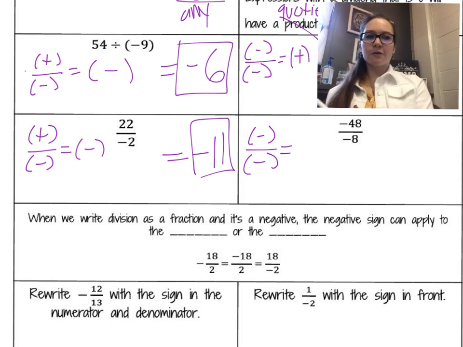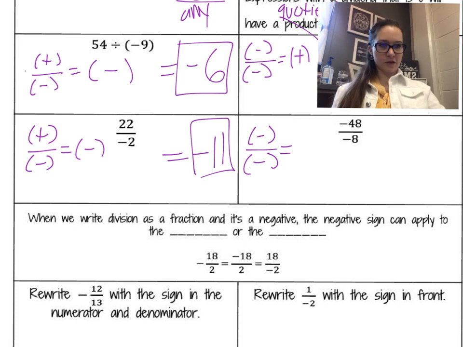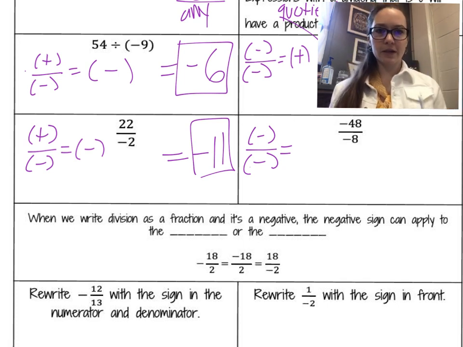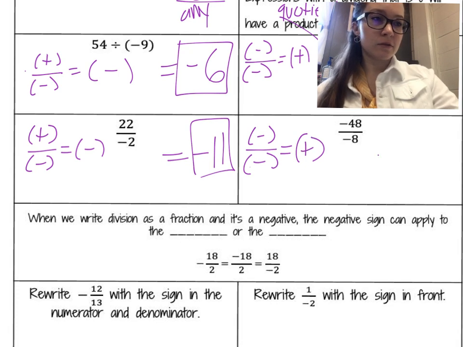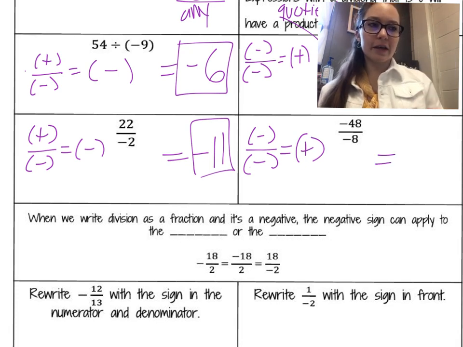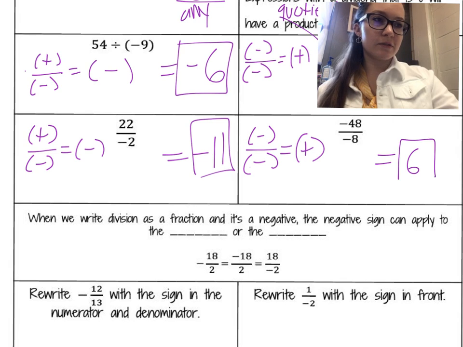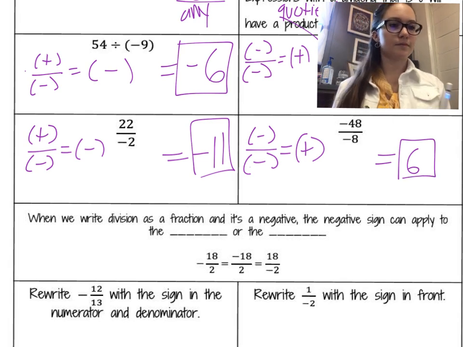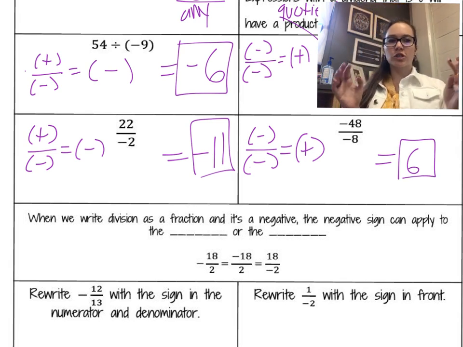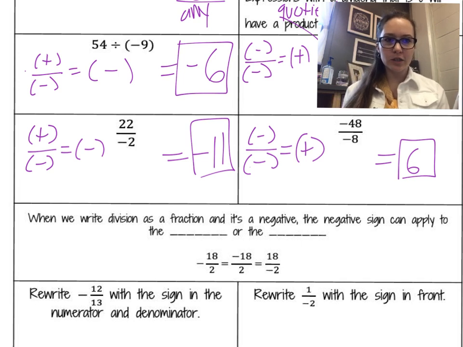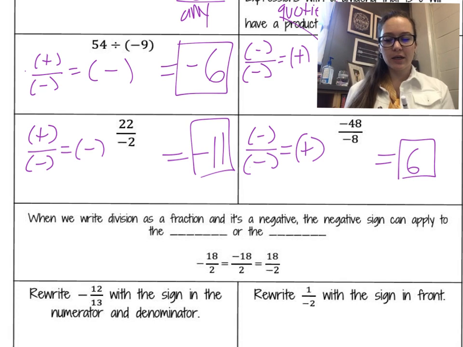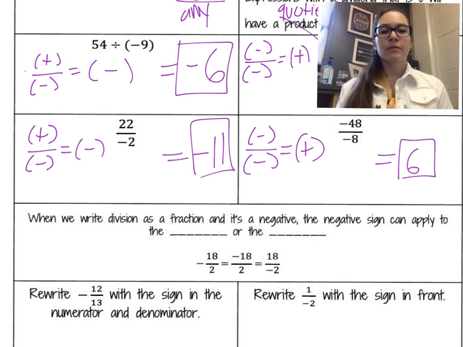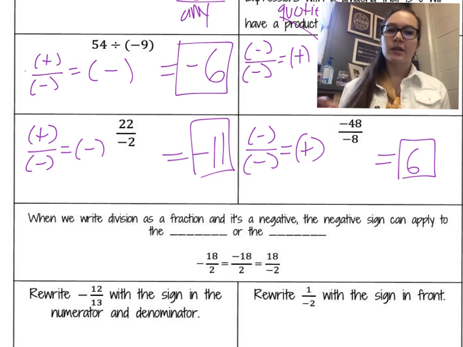Next one, negative 48 divided by negative 8. Well, a negative divided by a negative, they have the same sign. It's going to be positive. And 48 divided by 8 is 6. So it's positive 6. Okay, so just do the division problem and find the answer. Then go back, look at the signs. If they're the same sign, so both positive or both negative, your answer is positive. If they have different signs, your answer is negative.